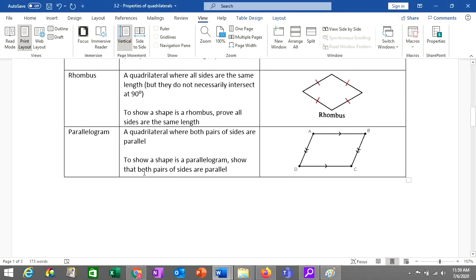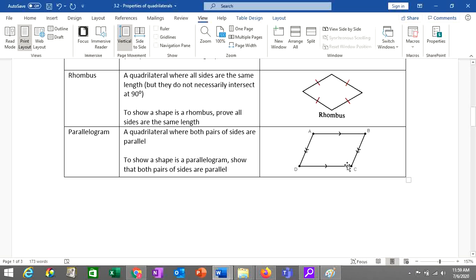Finally, the last shape that we're going to look at is a parallelogram, and this is a shape where both pairs of sides are parallel. So for example, AB is parallel to DC, and AD is parallel to BC. So this pair is parallel to each other, these two are parallel to each other. And you should hopefully know how to prove that, right? If you have the equation of AB and the equation of DC, their slope should be the same, right? Same slope because they're parallel. Same thing with AD and BC.